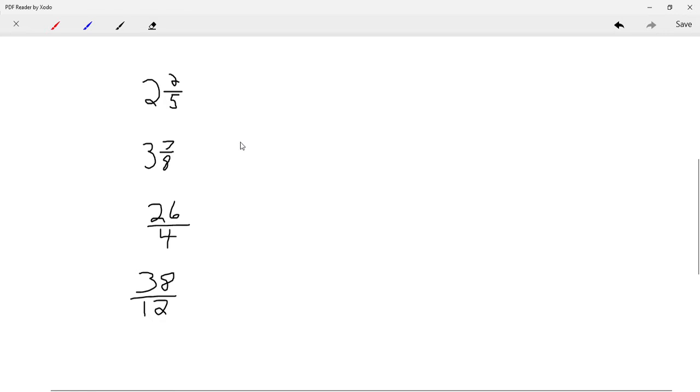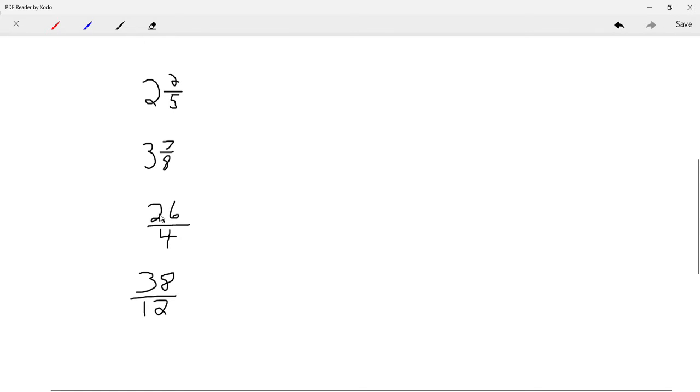So I guess just to give some definitions of these things, mixed numbers are numbers with a whole number and then a fraction. An improper fraction. So obviously, mixed numbers are greater than 1, right? So it's 2 wholes and 2/5, 3 wholes and 7/8. This one is 26 over 4.